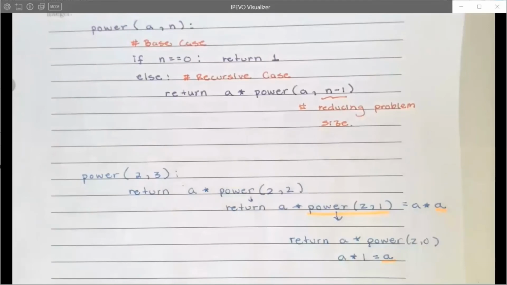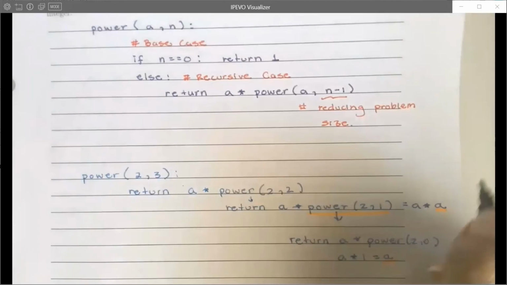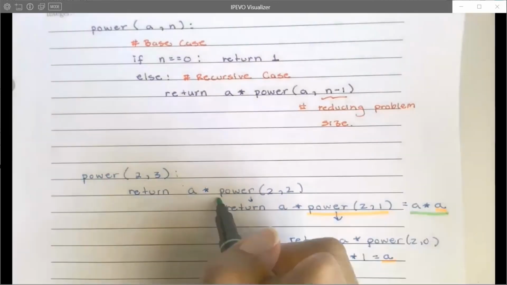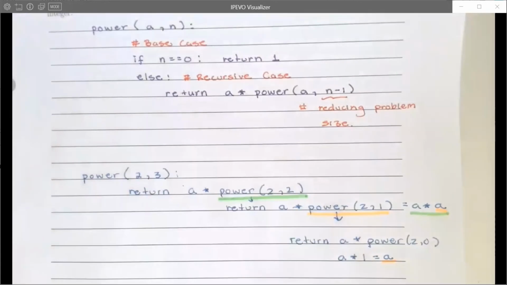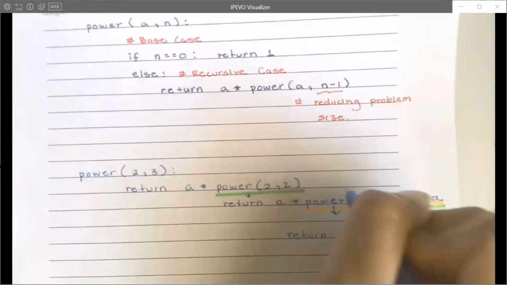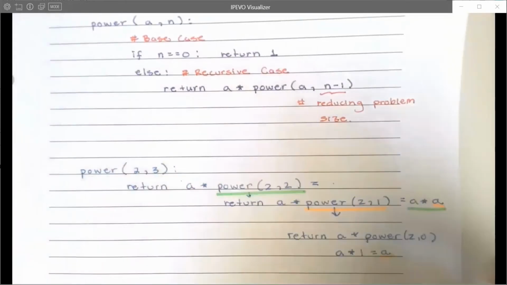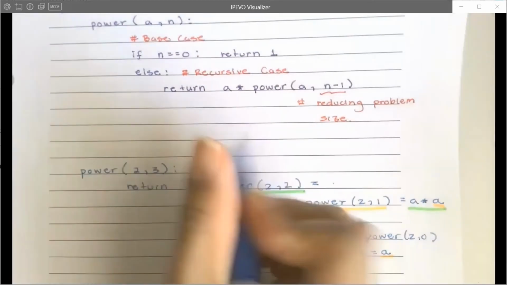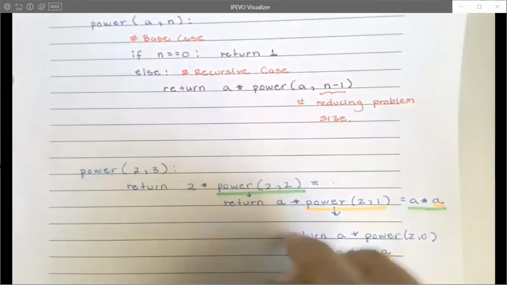And that result is going to be the return of power 2 with 2. So now this final one will be a times a times a. And this whole time I've been writing a, but it's really 2, right? Because our base is 2. So let me just change that to 2.